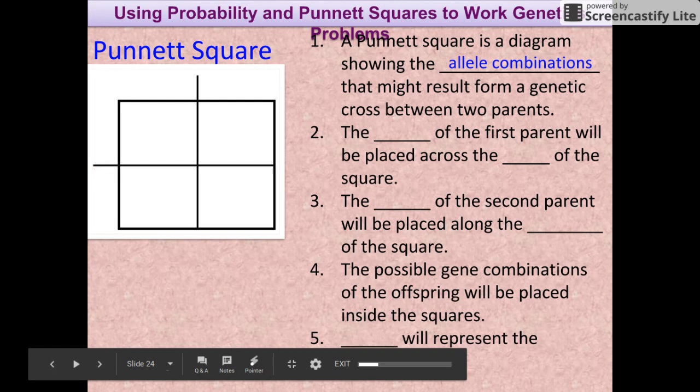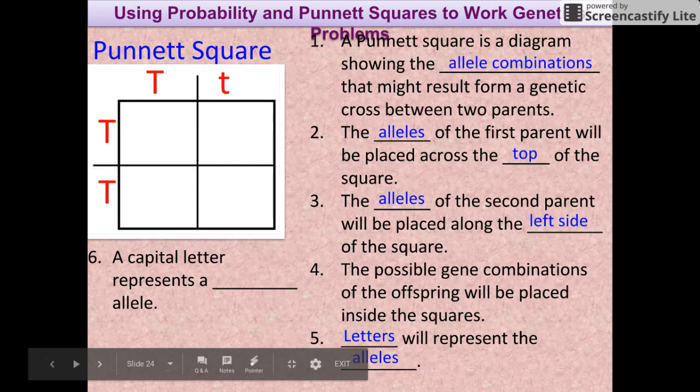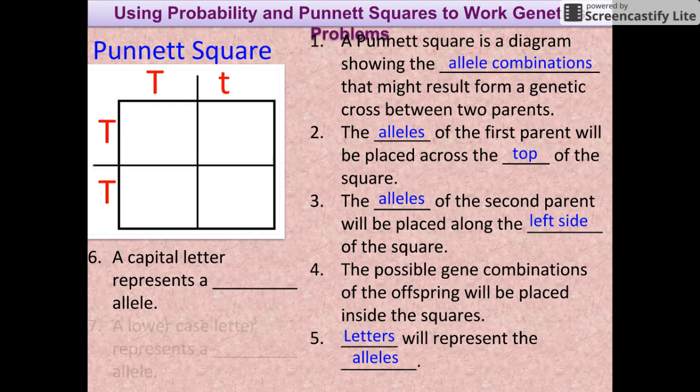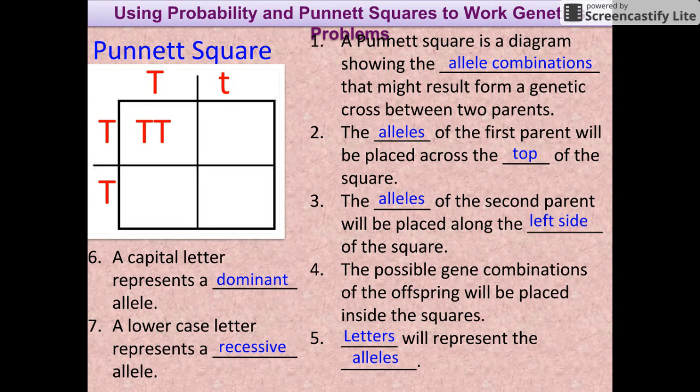Okay, so we got all the way down to here. Letters will represent the different alleles, okay? A capital letter represents a dominant allele, and a lowercase letter represents a recessive allele. So now you just drag the top one down and bring the left one over to figure out what's going to go in each square.